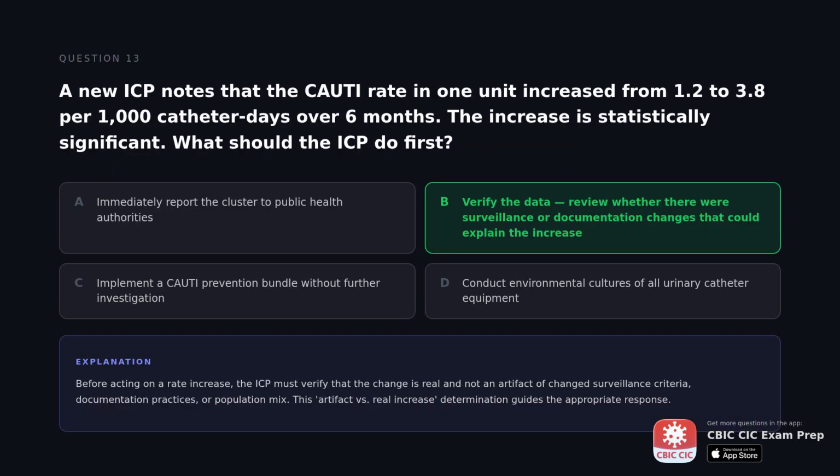The correct answer is verify the data, review whether there were surveillance or documentation changes that could explain the increase. Before acting on a rate increase, the ICP must verify that the change is real and not an artifact of changed surveillance criteria, documentation practices, or population mix. This artifact versus real increase determination guides the appropriate response.